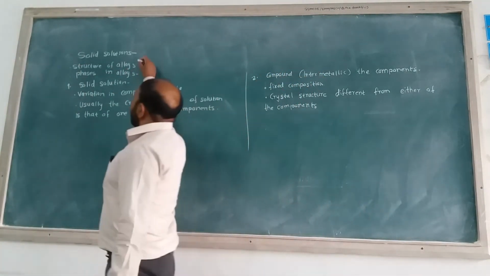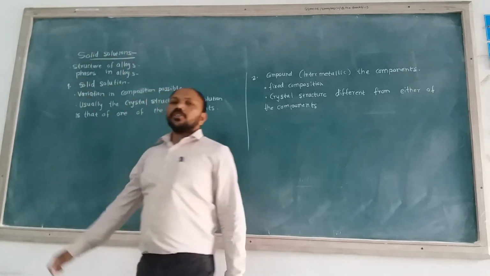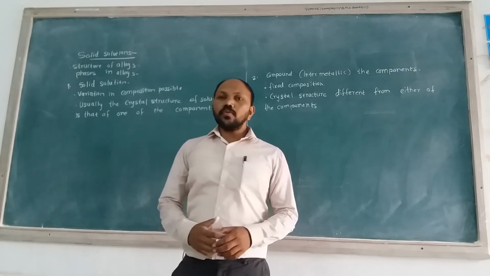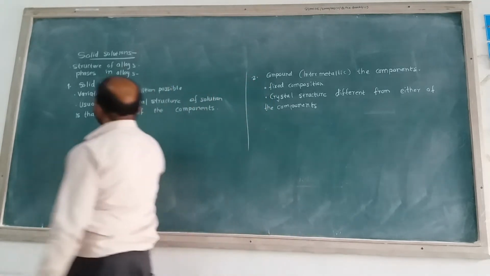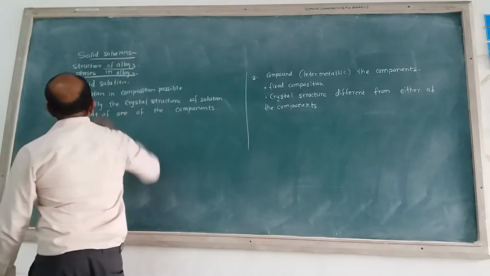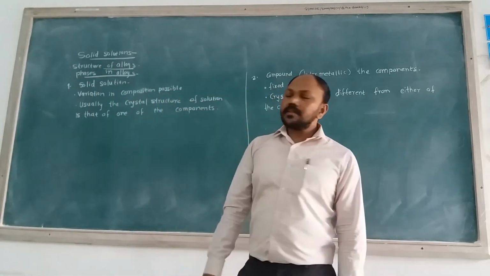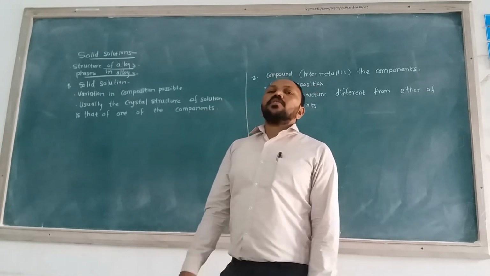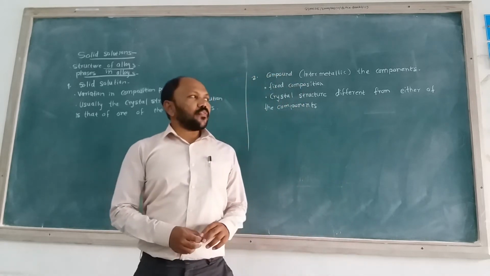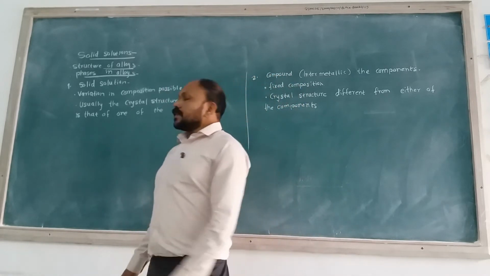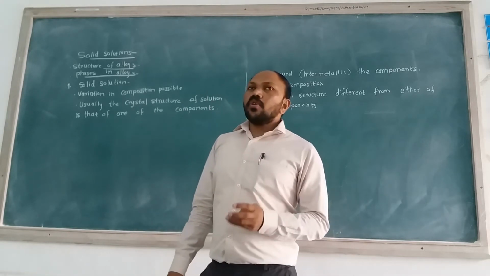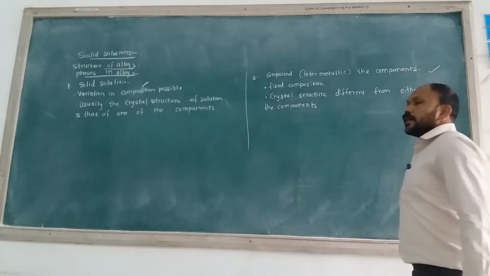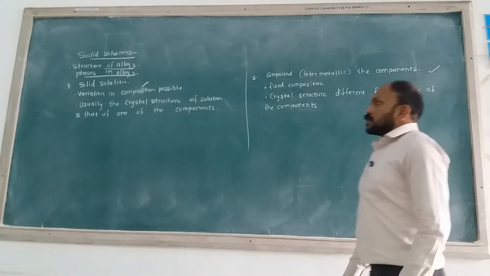Here, our today's topic for discussion is solid solutions, and this is related to alloy materials. If we look at the structure of alloys and phases in alloys, there are two different types. In alloys, two different phases are there. The first phase is solid solution and the second phase is compound, or intermetallic components.